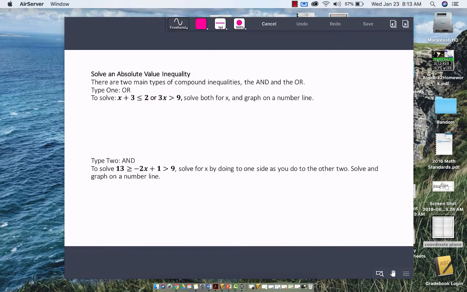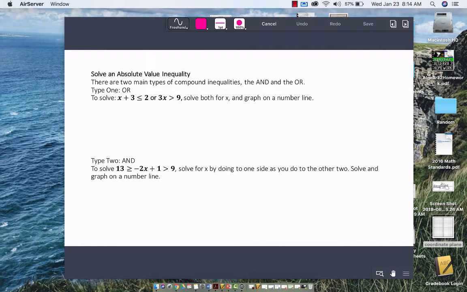All right, so the next section here is to solve an absolute value inequality. But first we need to take a look at the two main types of compound inequalities, which means we're basically going to have two different answers or two different numbers. So we need to look at the two cases of the and then the or.